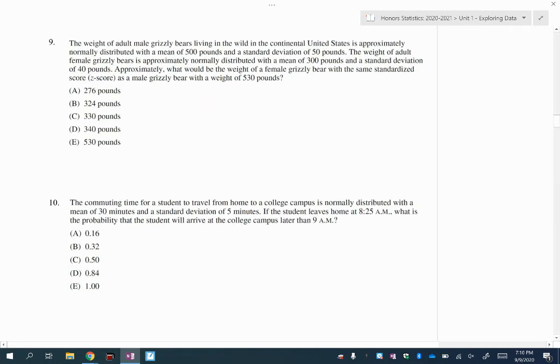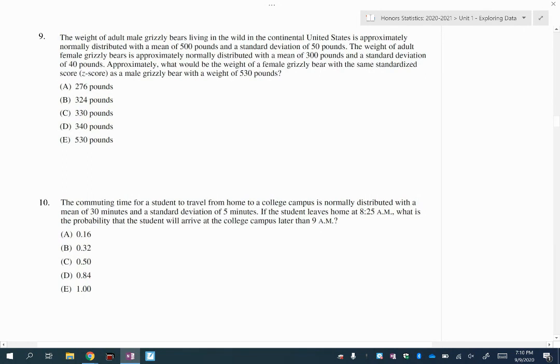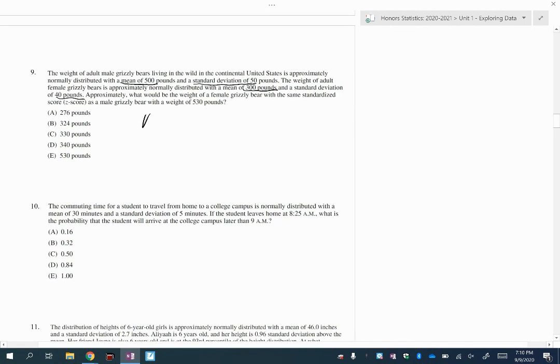All right, number 9. We have the weight of an adult male grizzly bear, saying that it's approximately normally distributed with a mean of 500 and a standard deviation of 50 pounds. They're saying the weight of adult female grizzly bears is also normally distributed with a mean of 300 pounds and a standard deviation of 40 pounds. So that's 2 normal models they're telling me about. For males, a normal model of 500 with a standard deviation of 50, and for females, a normal model with a mean of 300 and a standard deviation of 40.